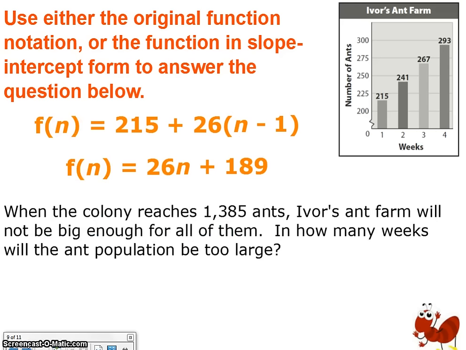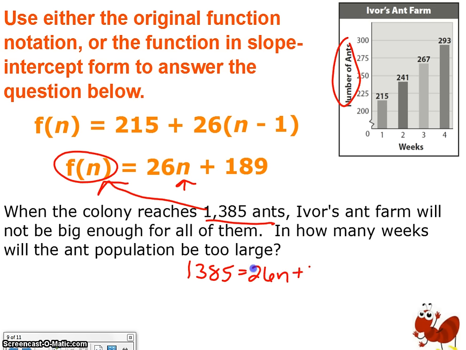Okay, so when the colony reaches a total of 1,385 ants, Ivor's ant farm will not be big enough for them all. In how many weeks will the ant population be too large? So right now, we know that 1,385 ants is too big. So we want to determine n at how many weeks will he be at 1,385 ants to where it is not big enough. Okay, so if this is the total, does it go in N for the number of weeks, or does it go in the Y for the total number of ants? Very good. It goes into the Y section. So this is going to replace all of f of n, because remember, f of n represents my Y. So as I replace that, I get 1,385 equals 26n plus 189.